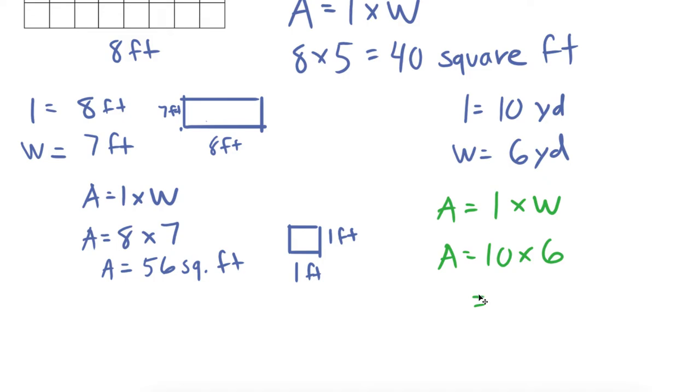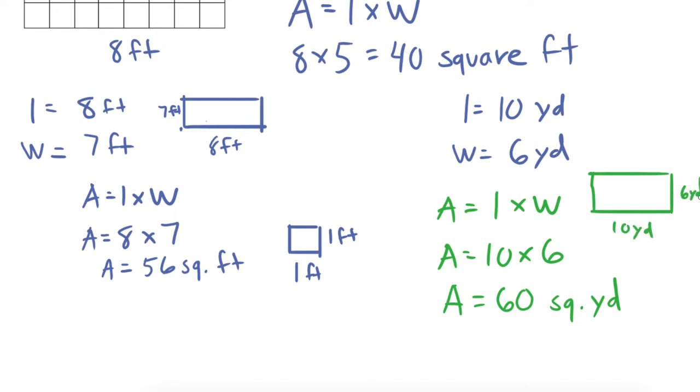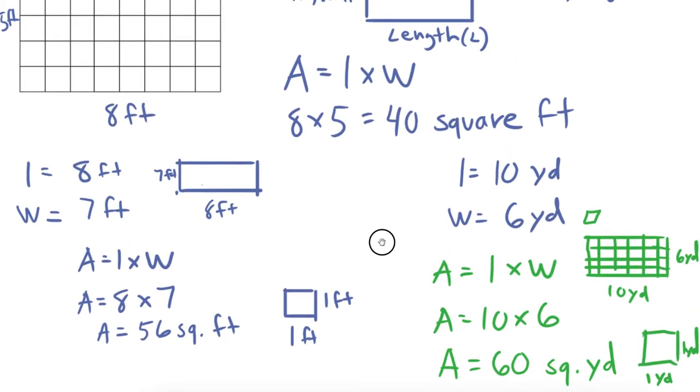Oops, I have to do that. So area equals 60, what? 60 square yards. So my rectangle here, if it was 10 yards by 6 yards, I would need 60 of these squares in order for me to cover up this rectangle, right? So I need 60 of these 1 yard by 1 yard squares to cover my rectangle. That's not too hard, right?